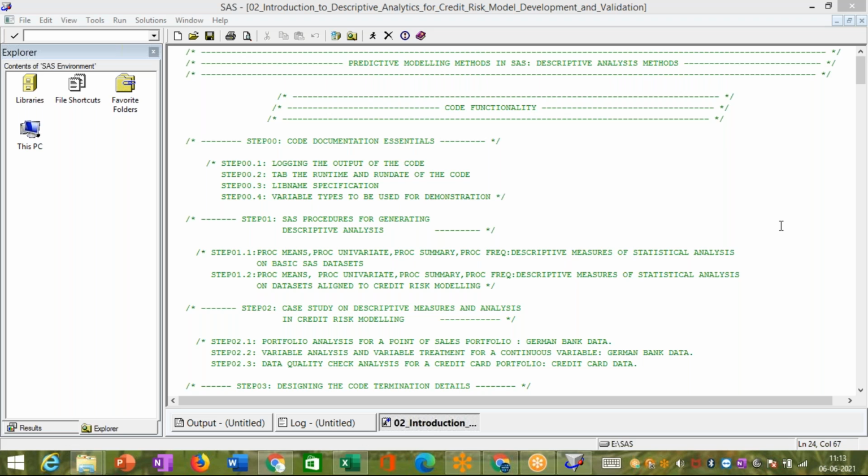Now, one of the most critical objectives that we would have here is to form an understanding of the portfolio. So, to do a full-fledged portfolio description for a personal loan product for the point of sales financing portfolio, which we would use for application model development, and to do the portfolio description for the credit card data or the Lending Club data, and perform a full-fledged data quality check exercise for these.